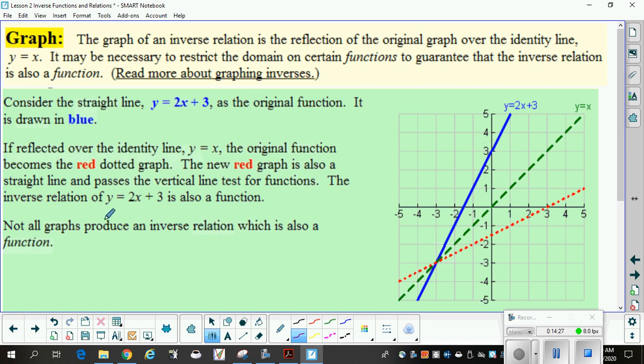Now, not all graphs produce an inverse relation which is also a function. This one does. But again, the way you can tell is it's a reflection over the y equals x line, not over the x-axis, not over the y-axis, but over the identity line.